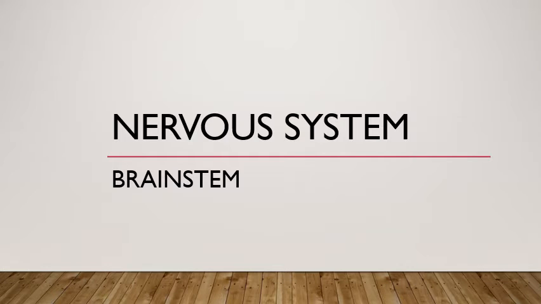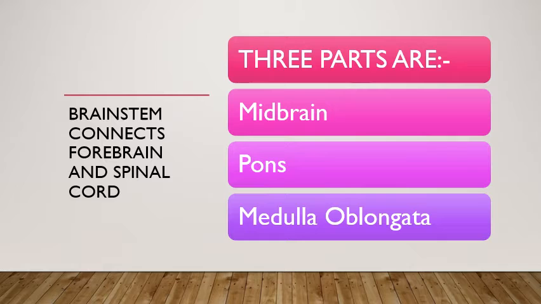In this particular class, we are going to study about the nervous system. In the nervous system, we are going to study about the brainstem. Brainstem connects the forebrain and spinal cord. And the three parts are the midbrain, the pons and medulla oblongata.